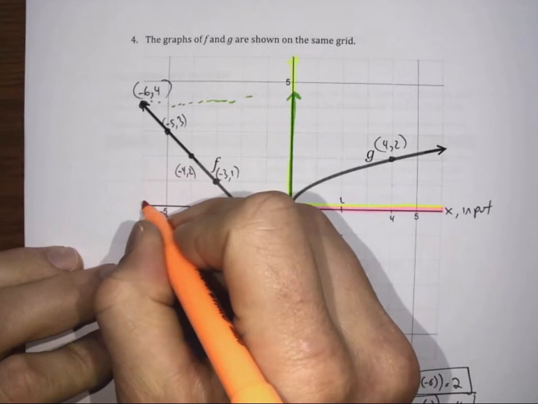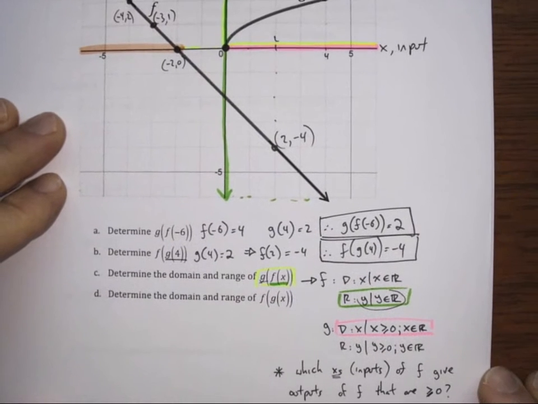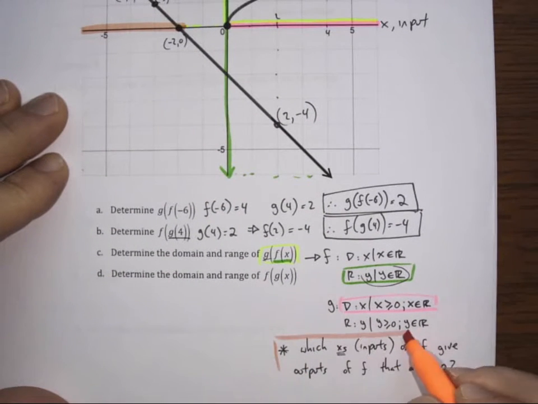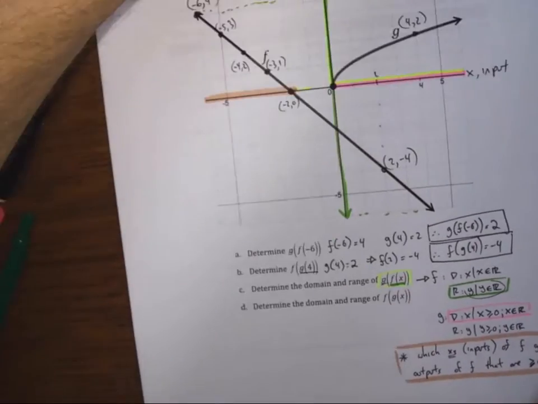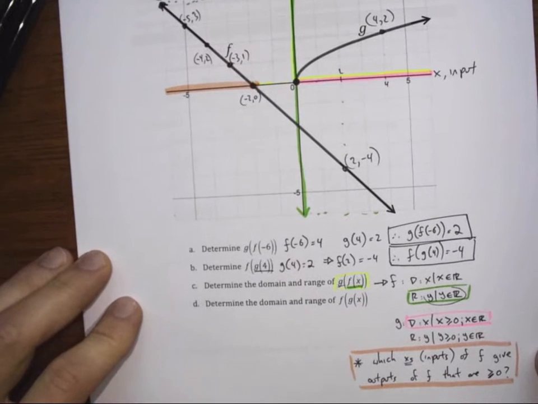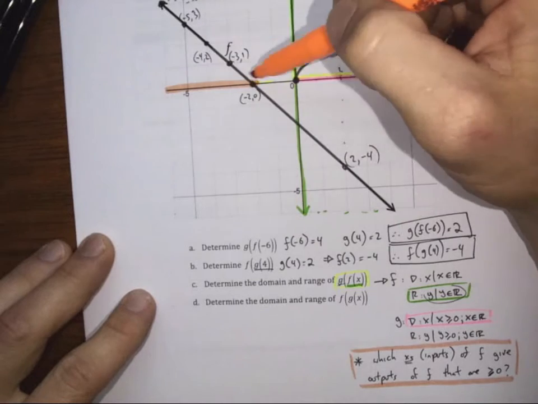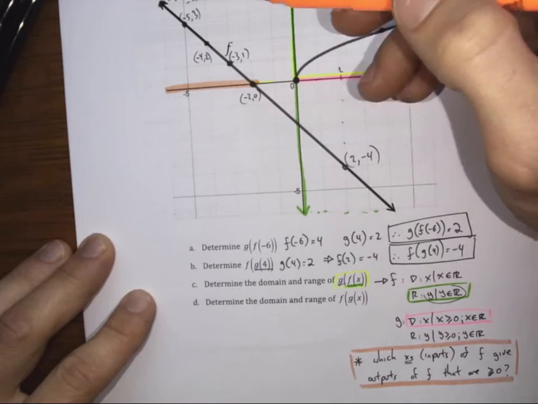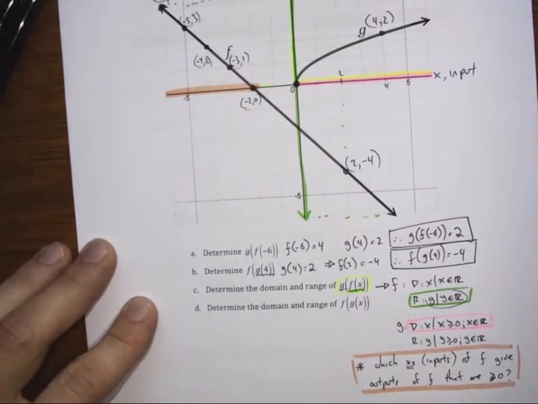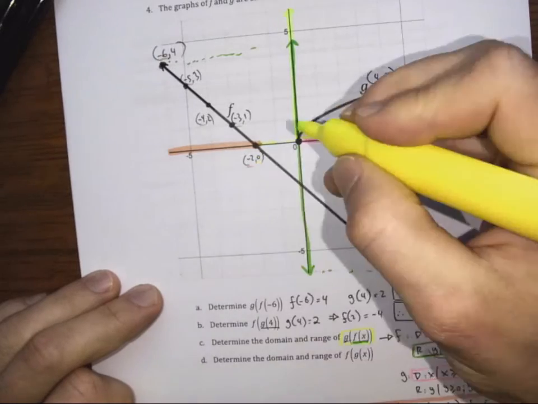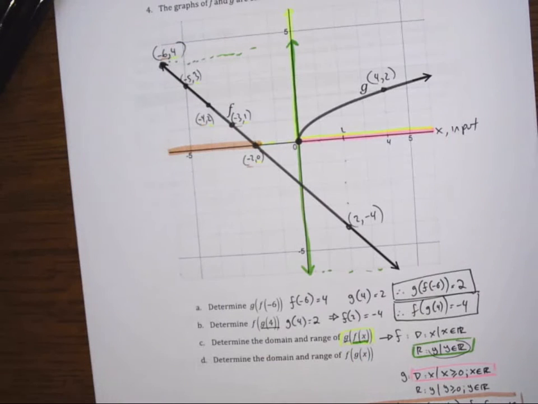So it looks like these guys are going to map to this question, which is which x's or inputs of f give outputs of f that are greater than 0. So these, I'm going to use orange to note those x values, which seem to align and match with these y values. So these are the x values here, -2, -3, -4, -5, -6. And they're going to map to these y values that are yellow here. 0, 1, 2, 3, 4. Those are the positive y values.